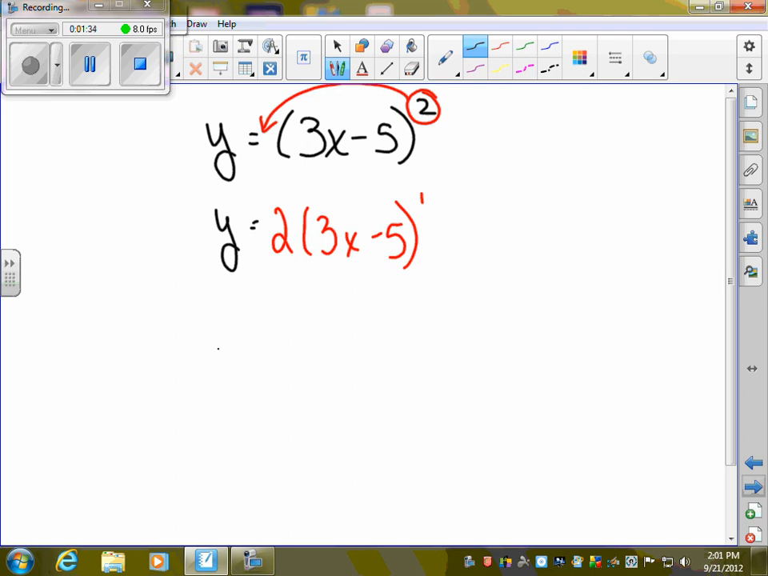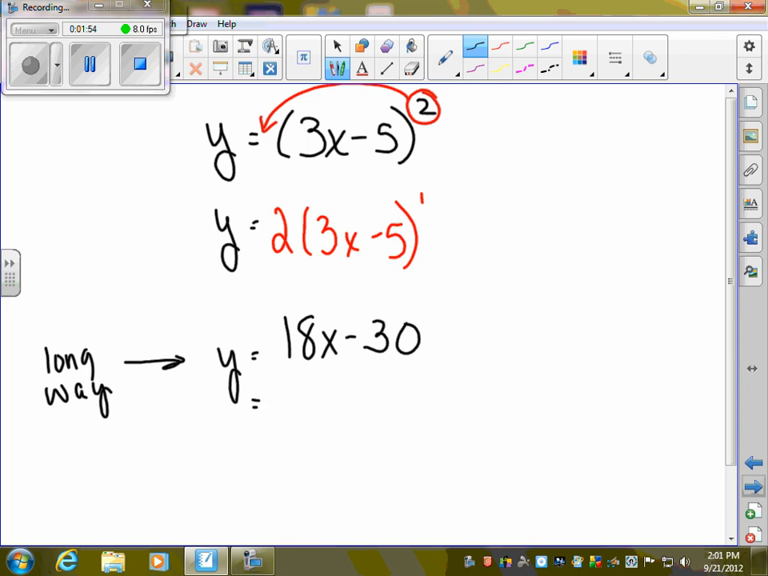I'm going to go back, and remember the answer we got a minute ago was 18x minus 30, when we did it the long way. So let's look at this and see if we could figure out something. If we notice, 18 and 30 are both divisible by 6. So if I take a 6 out, I could get (3x minus 5). Well, that's nice, because that is what we have here.